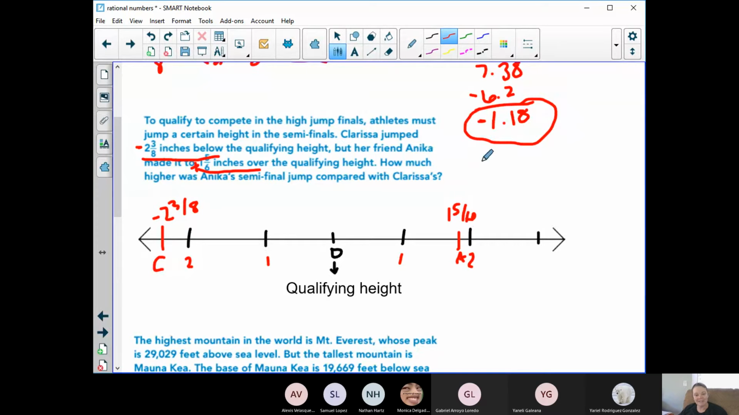So we want to know, I'm going to go 2 3/8 plus another 1 5/6 to get here. So really, I'm looking at the distance between these. So 1 and 5/6 minus 2 and 3/8, because we want to know the distance between those two numbers.